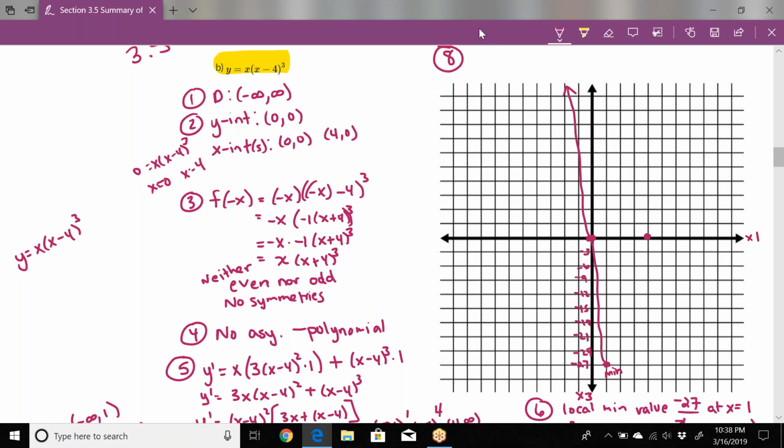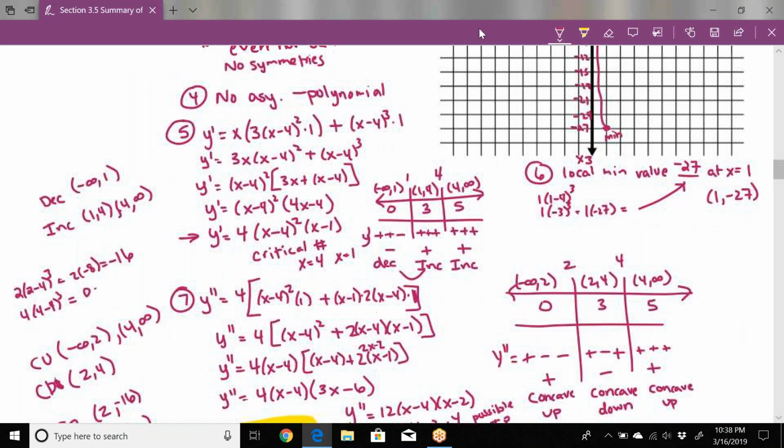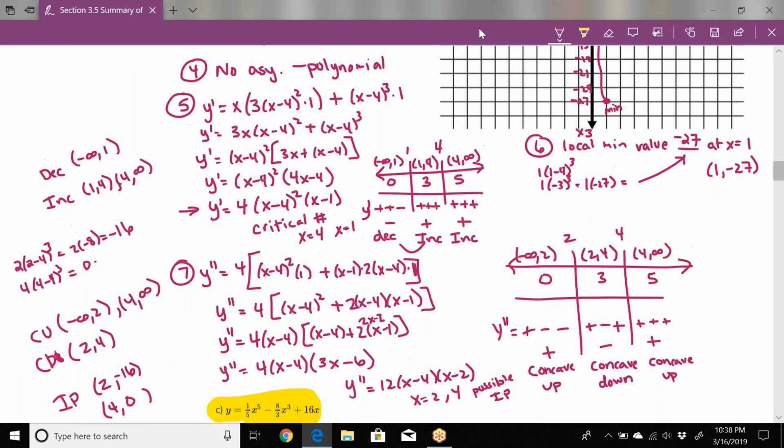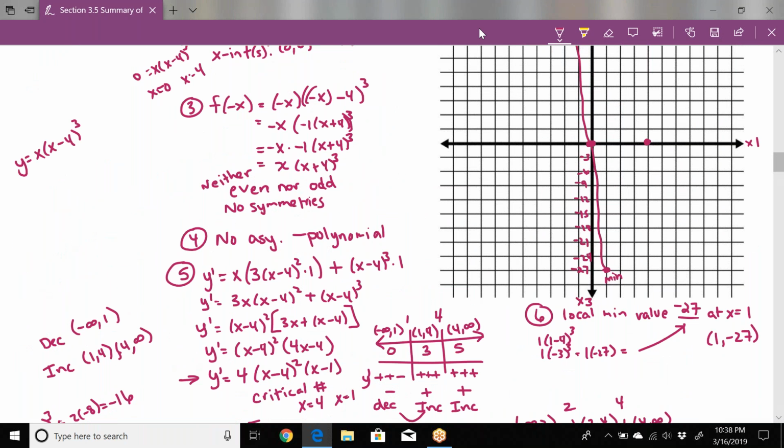Notice that this also is concave up all the way until 2. So when we get to 2, negative 16, remember that was our point of inflection, which is about right here. That's when our concavity will flip. So instead of being concave up, we're now going to be concave down from 2 to 4. And then we're going to go concave up, and we're still increasing here. So that means we're not flipping back down. We're actually continuing up. So these are my points of inflection.